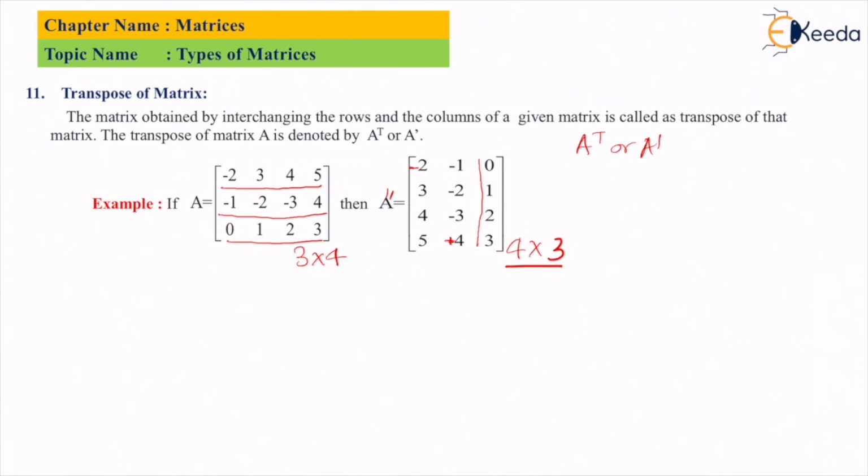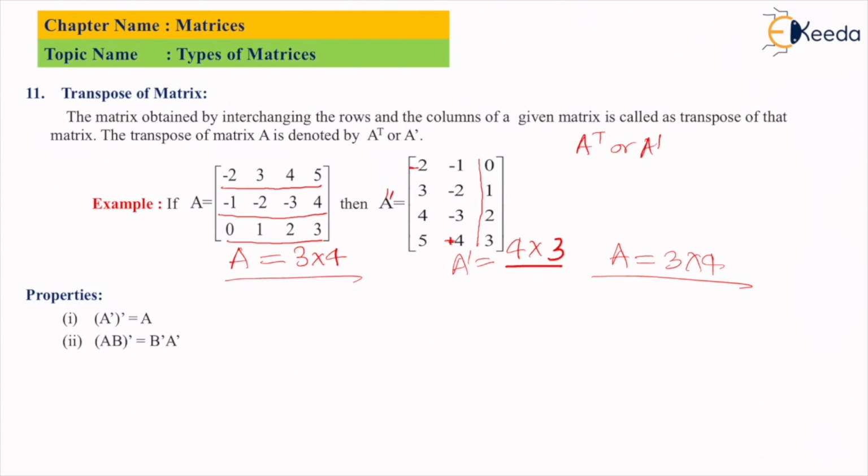Now guys, let's see some properties of transpose of a matrix. So the first property is (A dash) dash. It means if I take transpose of a transpose matrix, then I get the original matrix back. So it's very simple. Guys, you can see here the A has order 3 by 4. A dash has order 4 by 3. And if I again find the transpose, it will be 3 by 4, which is same as the original matrix. So transpose of a transpose matrix is the original matrix.